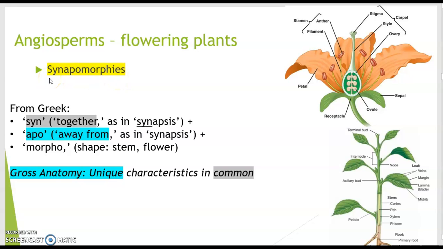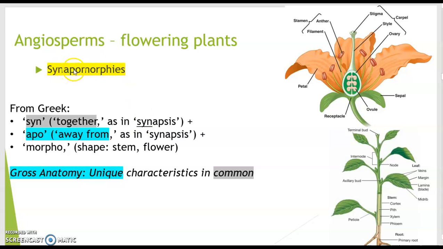So let's take apart the prefixes and the bases that you see in this word. Well, you see syn in here, and that may remind you of synapsis, because we've just studied nerve cells. And that is actually Greek for the word for together, which makes sense because when we're talking about nerve cells, they're all lining up to work together.